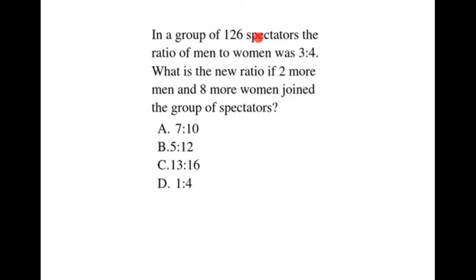In a group of 126 spectators, the ratio of men to women was 3:4. What is the new ratio if 2 more men and 8 more women join the group of spectators? Solution. We are told that the group has 126 spectators and the ratio of men to women in this group is 3:4. Therefore, let us have M to represent men, W to represent women.